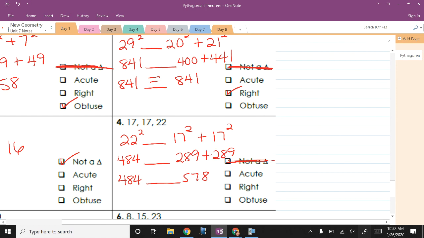So what symbol goes here? Less than. So this is what kind of triangle? Acute. Y'all see how that goes, or y'all need to see another example? Any questions about those?